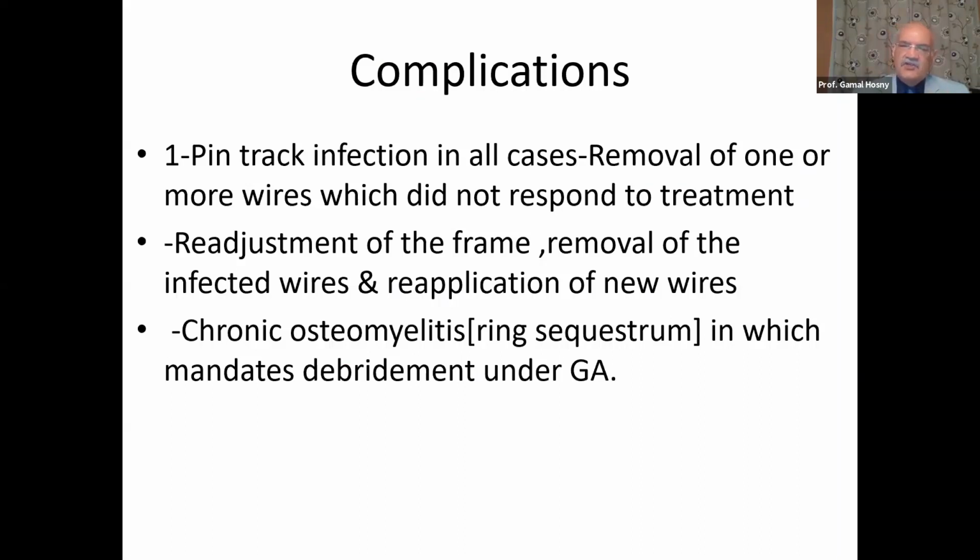When severe infection happens, we remove the wires. When we remove the wires, we don't have to take the patient to the operating theater. So we put double the number of wires, and we have extra levels of fixation.